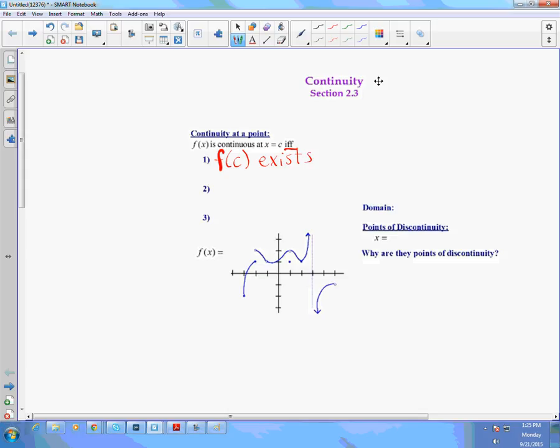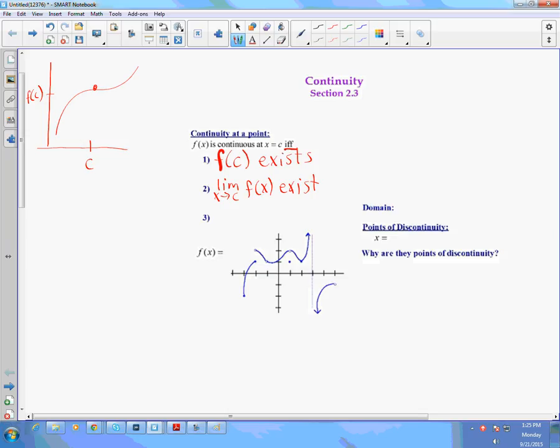Okay? So, if we have a point, f(c) would be the y value of that point, right? f(c). So as long as that exists, we're on the right track. The second thing must occur: the limit as x approaches c of f(x) also has to exist.